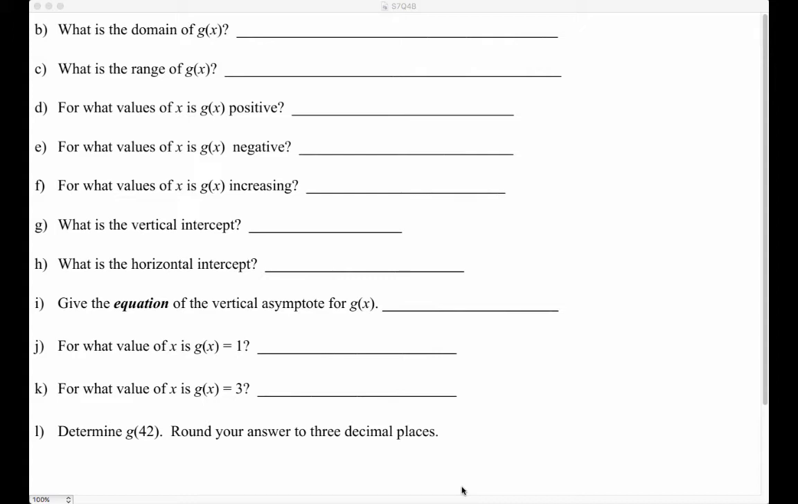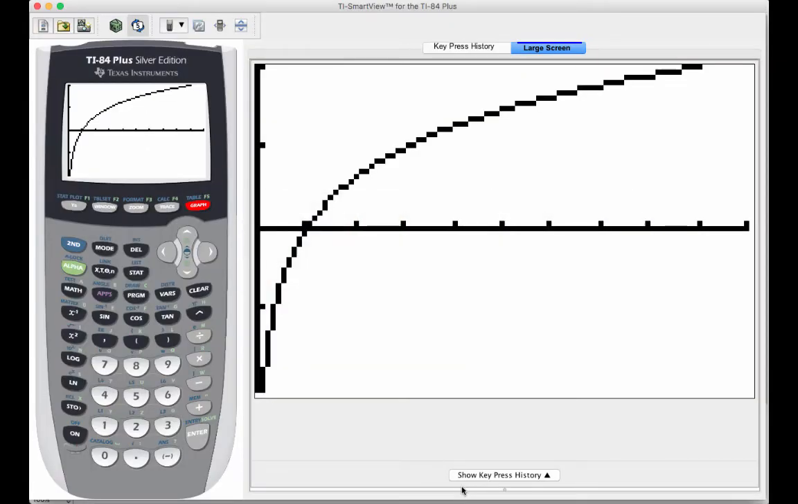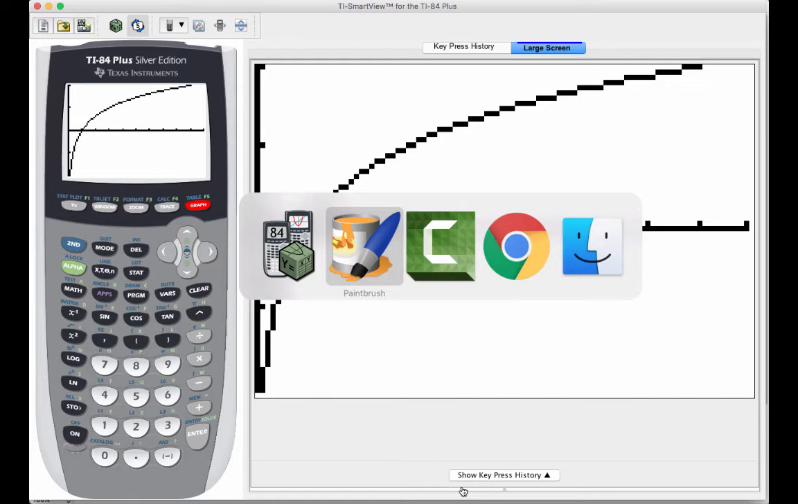Okay, so picking up where we left off, we're going to answer a bunch of questions about the graph that we produced back in Part 1, or Part A of this. In other words, if we come back here and take a look at this graph, that's the graph that we're going to be asking all of the questions about. Okay, that's logarithm base 3 of x.